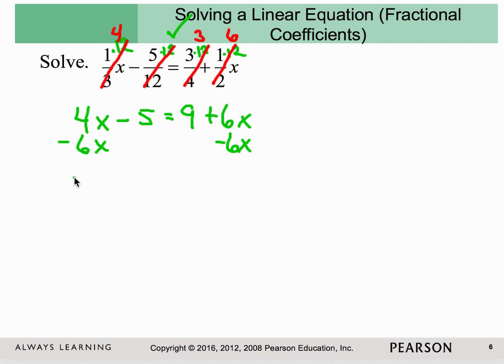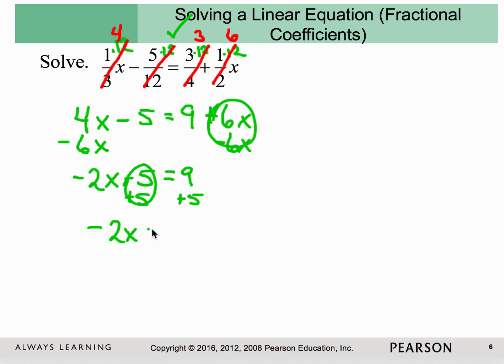4x minus 6x is minus 2x. Everything else stays the same. And then 6x minus 6x, that's 0. So 9 plus 0 is 0. Okay. Once all your variables are on the same side, undo anything being added or subtracted to that variable. So instead of minus 5, we want a plus 5. Got to do the same thing to both sides. All right, minus 5 plus 5, that's 0. So this is negative 2x plus 0, or in other words, negative 2x, and 9 plus 5 is 14.